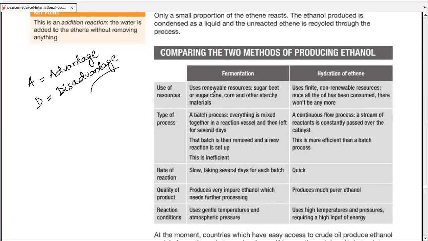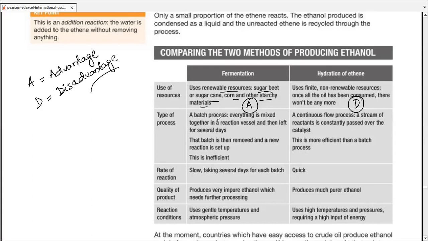Now, when we talk about uses of resources, fermentation actually uses a renewable resource. Sugar beet, cane sugar, corn, starchy materials, they can be renewed every year with a new crop. So that's actually an advantage. However, hydration of ethene uses a finite resource that comes from non-renewable sources. Once the oil of the world has been consumed, there won't be any more ethene. So this comes as a disadvantage for this reaction.